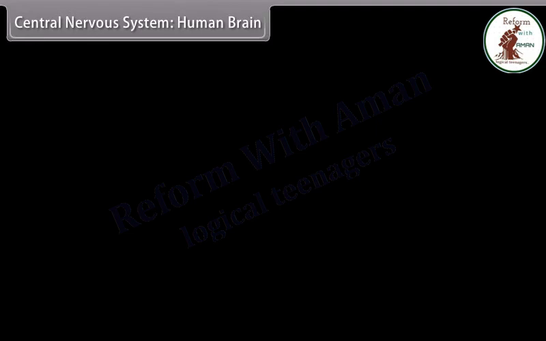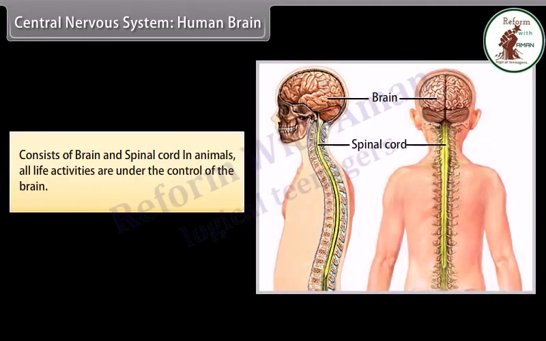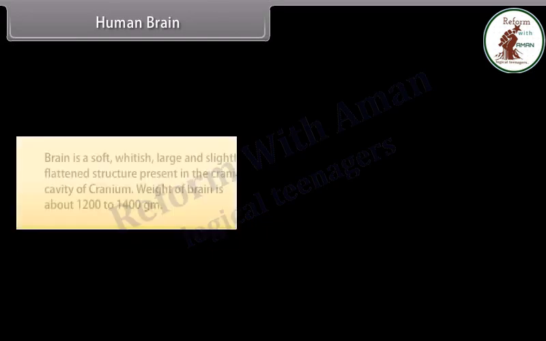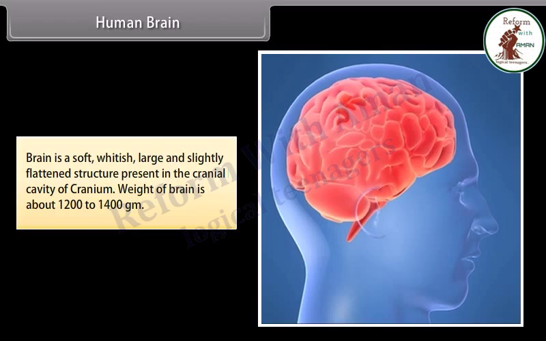Central nervous system, human brain. Central nervous system consists of brain and spinal cord in animals. All life activities are under control of the brain. Human brain. Brain is a soft, whitish, large and slightly flattened structure present in the cranial cavity of cranium. Weight of brain is about 1200 to 1400 grams.